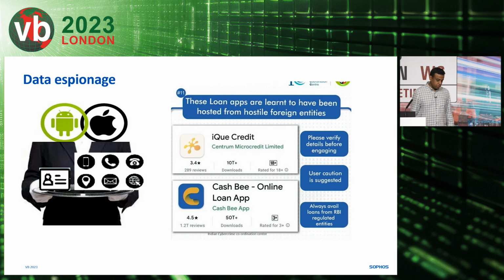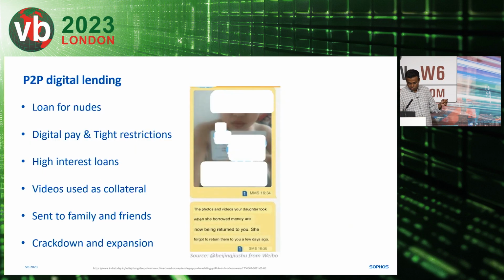The reason I call it data espionage is because initially when these apps came, there were no restrictions at all. All this sensitive data was handed over to anybody who could publish these apps on the app stores. Especially in India, these apps are considered hostile because of the India-China relations. They had a war and border disputes as well. The way it started was in China in 2016. There was a loan for nudes. Female users were taken, and they sent nude screenshots as collateral, and if they didn't repay, they were threatened that the images would be sent out.